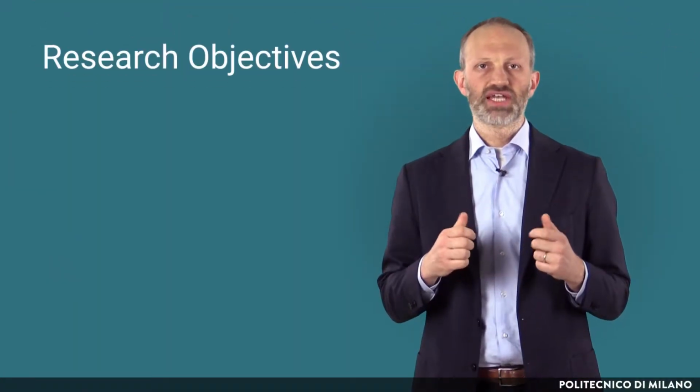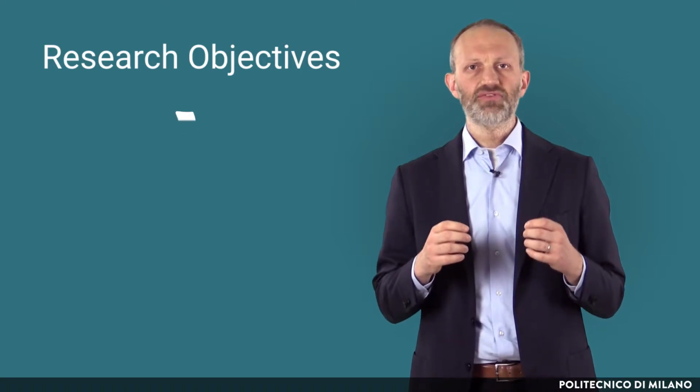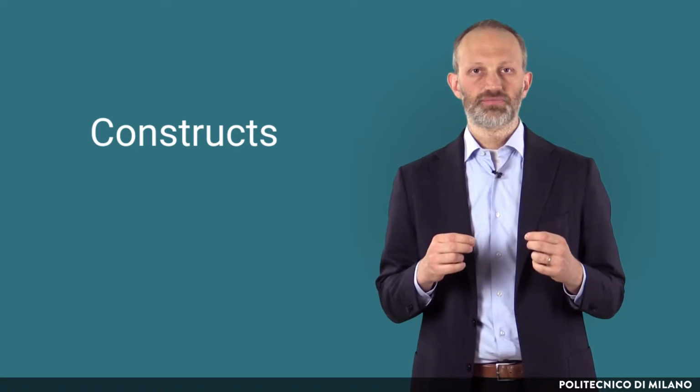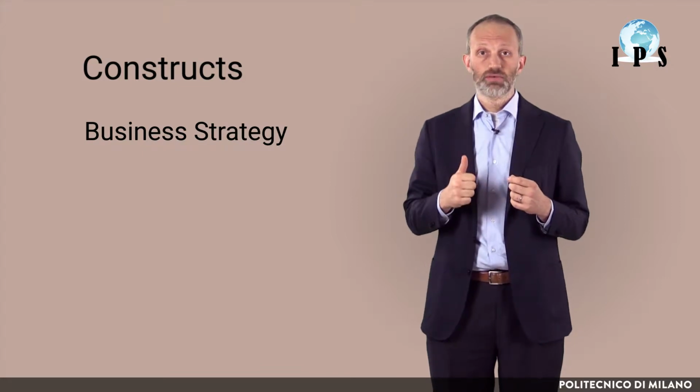Once the research objectives are clearly defined, the following step is the identification of the relevant constructs. By constructs, we mean the key concepts, which are included in the objectives and need to be investigated, often at a high level of abstraction. In the IPS model, examples of constructs are business strategy, purchasing organization, and so on.